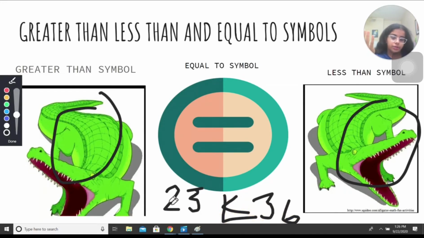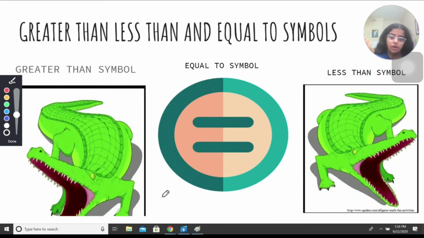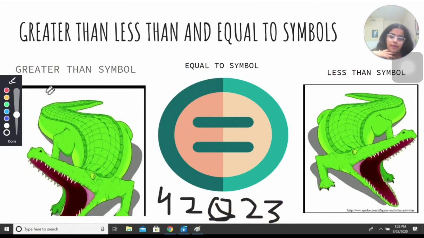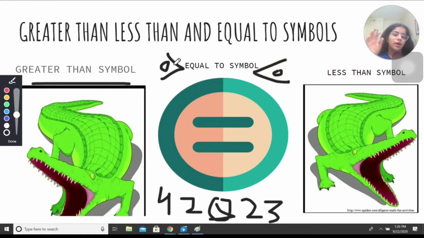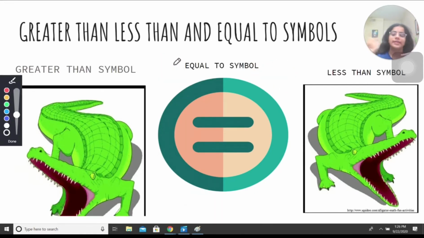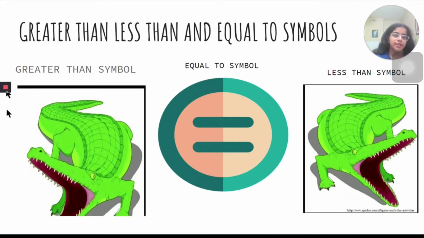If I were to have 42 on this side and 23 on this side, and this side would be the bigger one, I would have a greater than symbol. If the open part of the symbol is facing one number, that means that number is greater than the other. That's just what it means, but remember, we're going to go into detail about this.